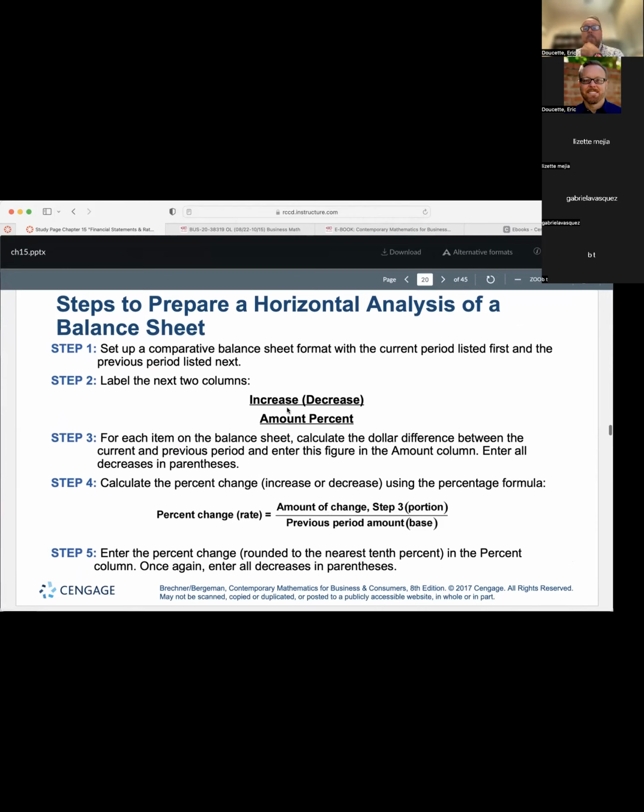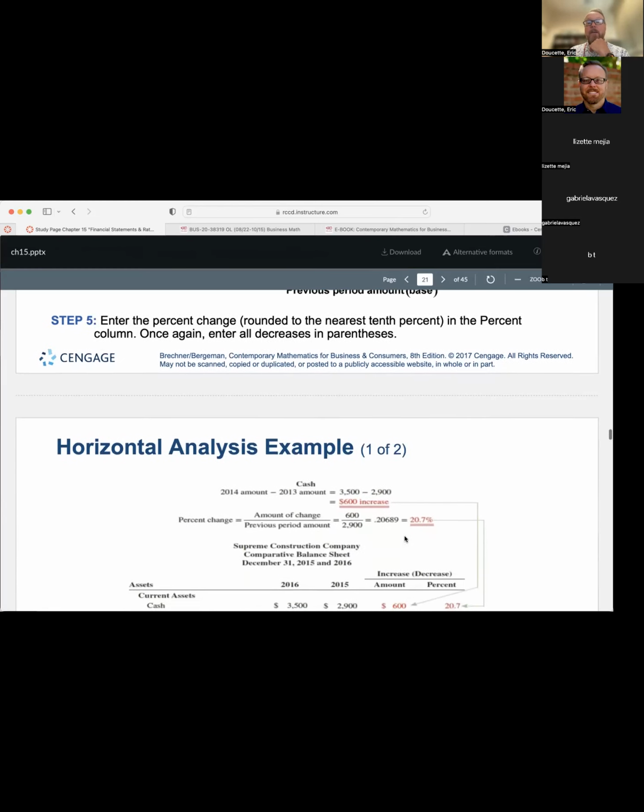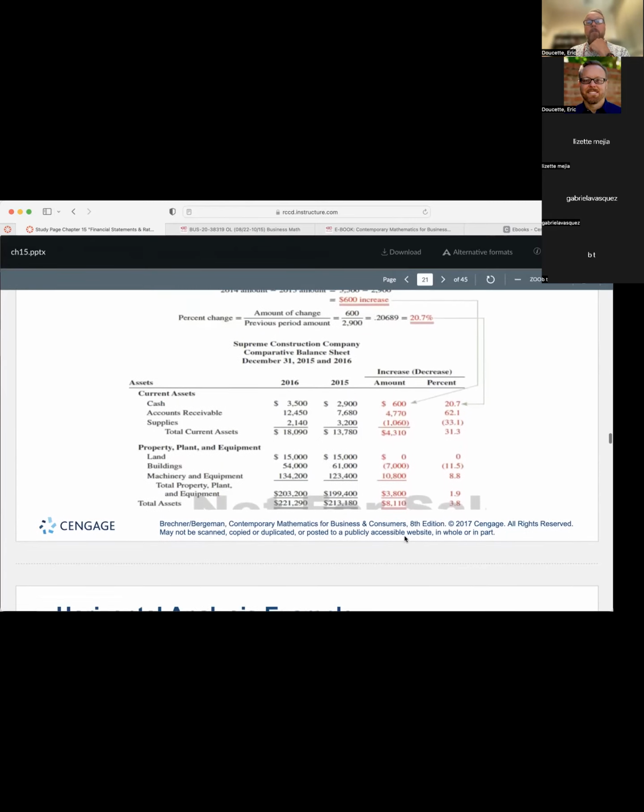But all you're going to do here is find the difference between the 2 years, and then divide it by the original year. So you're going to take the amount of change by the previous year. Remember, we were figuring out percentages and portions. That's exactly how we found the rate. We took the portion and divided it by the base, and that gave us the rate. And so you're doing the same thing here.